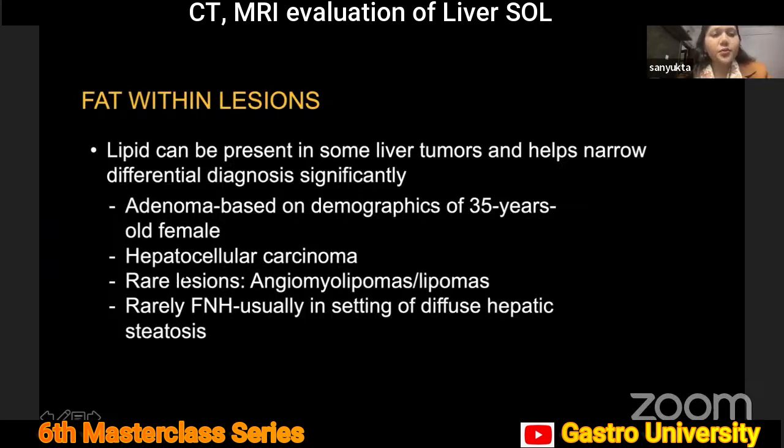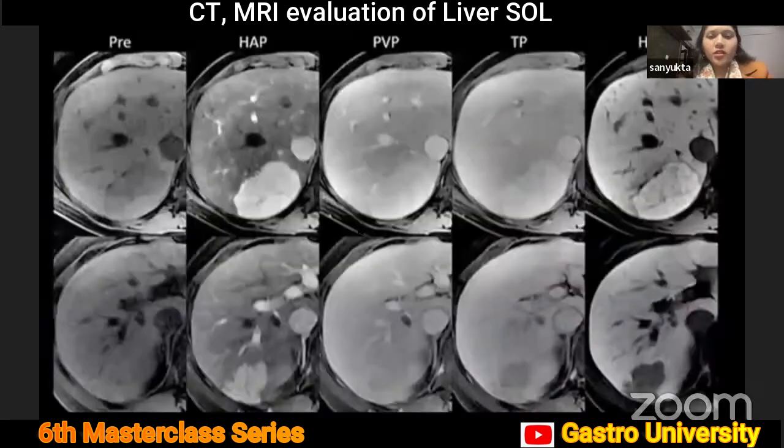Other rare lesions are fat containing HCC, and other rarer lesions could be angiomyolipomas, and rarely FNH in the setting of diffuse hepatic steatosis in an obese patient. So this is what I want to emphasize upon, the use of hepatobiliary contrast agent to distinguish between FNH and hepatic adenomas.